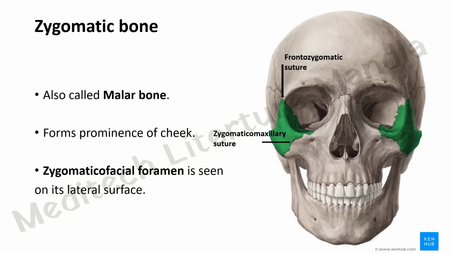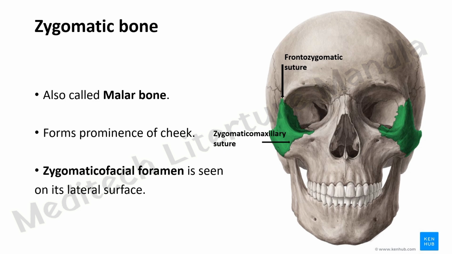The next bone is zygomatic bone. It is also known as malar bone. It forms the prominence of the cheek. Again, two processes of this bone can be seen in this view. One which is directed upwards, that is the frontal process. The other is directed medially, that is the maxillary process.